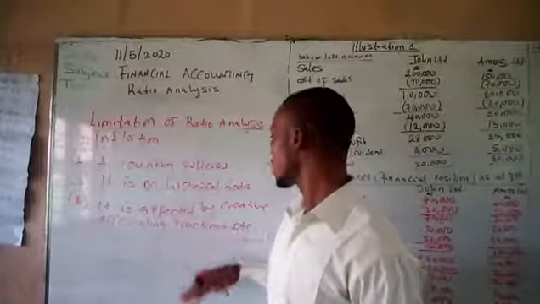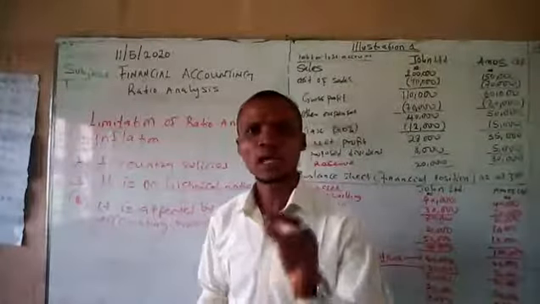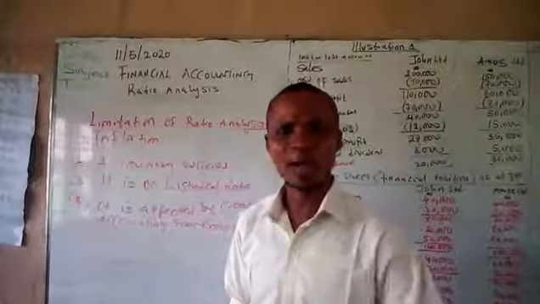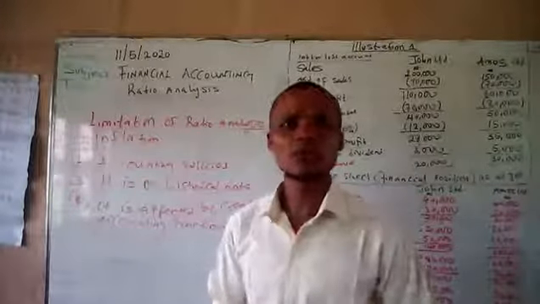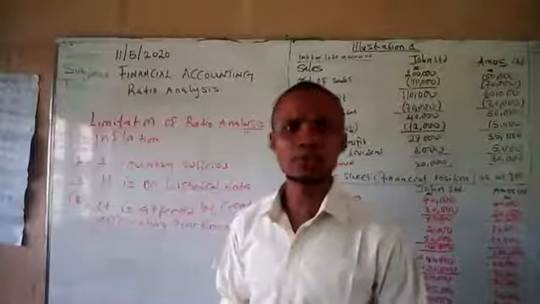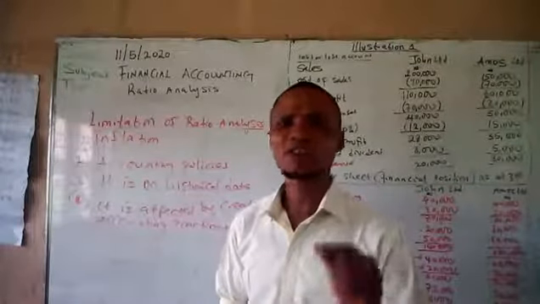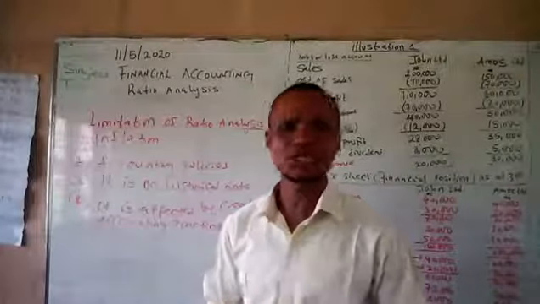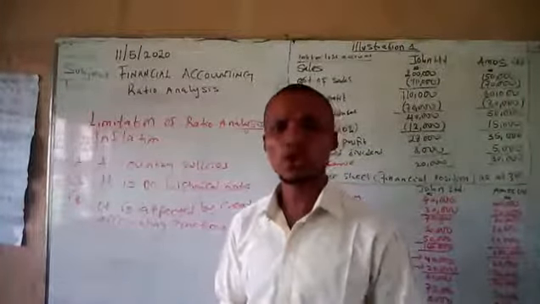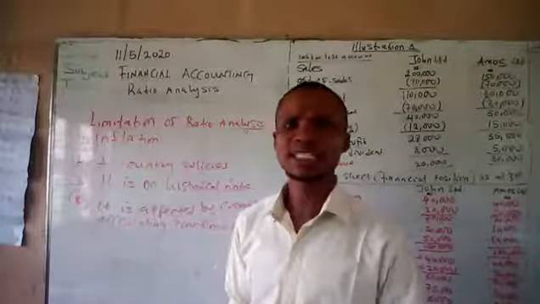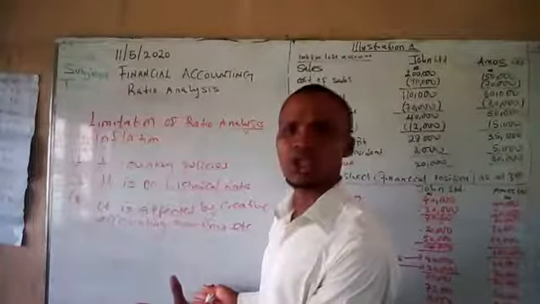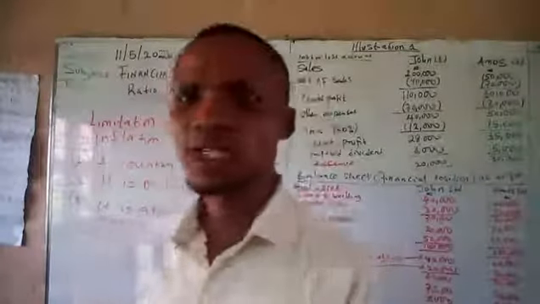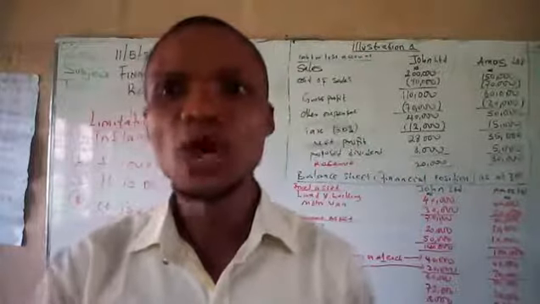We have another one, which is creative accounting. Creative accounting simply means financial fraud or financial malpractices. The effect of fraud by company managers or employees of any organization has affected the use of ratio analysis in making decisions on planning and controlling business enterprises. So these are some of the limitations of ratio analysis.